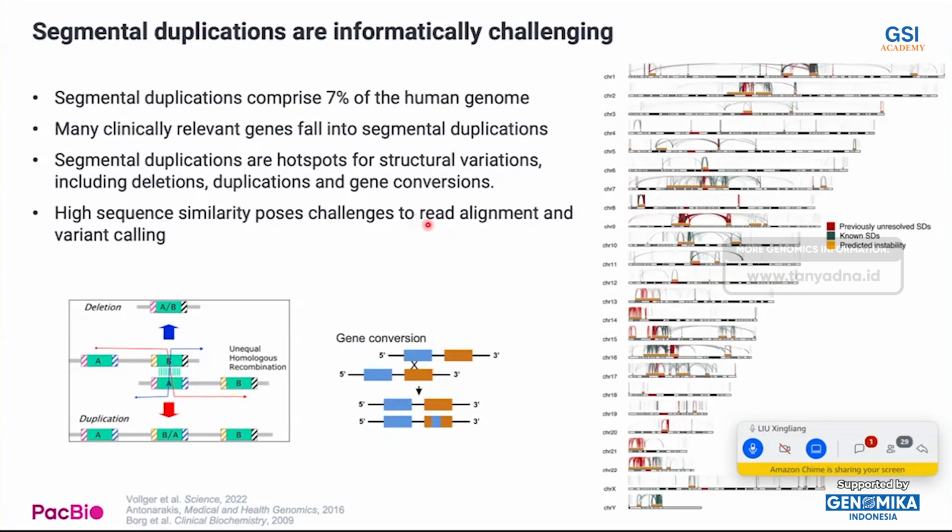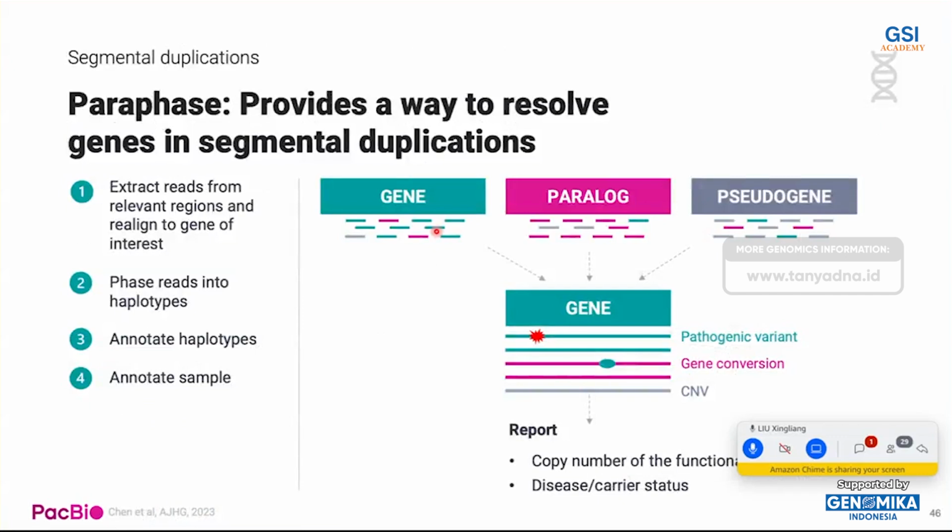And of course, they pose a lot of challenge to the read alignments and variant calling because they are highly repetitive regions. In PacBio, we developed a tool called Paraphase. As the name says, this tool deals with paralog genes. A lot of the genes and paralog genes which might be associated with rare inherited disease might fall into these segmental duplication regions, making the profiling of those genes and their paralogs very challenging.